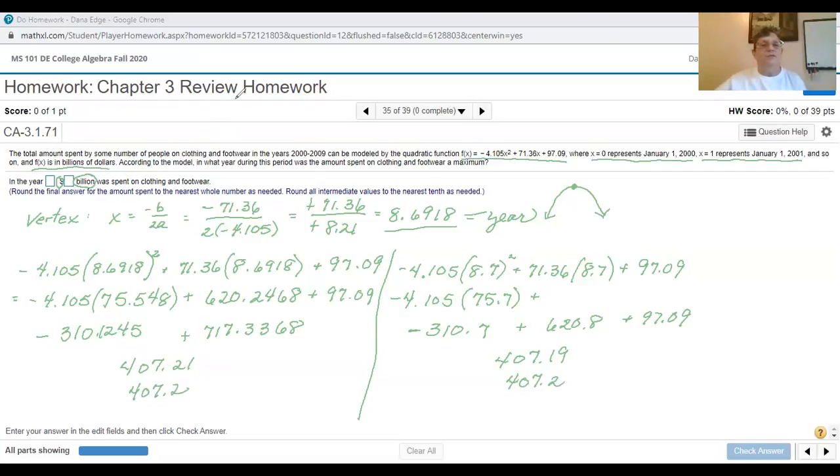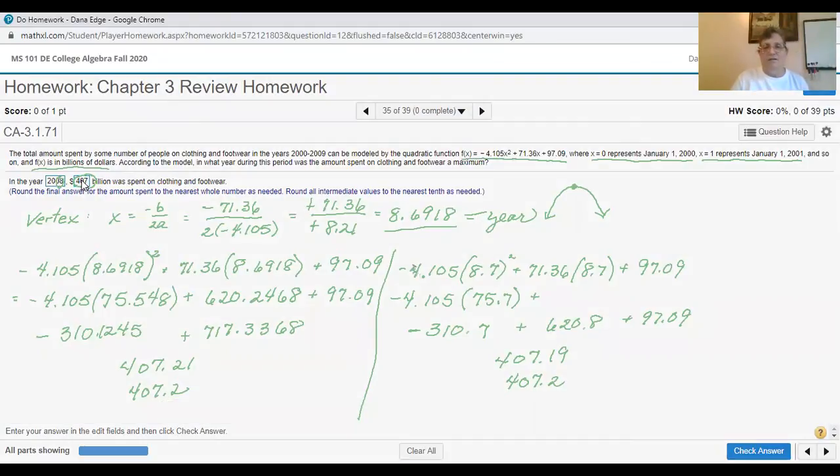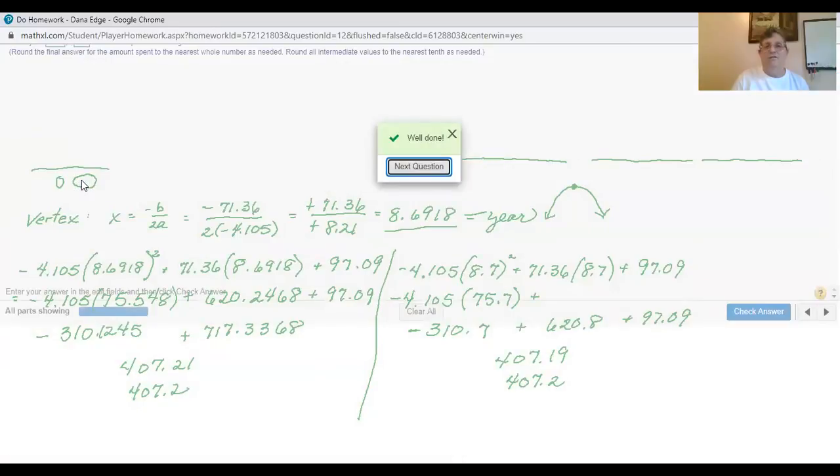Let's go ahead and put these in. So in the year 2008, there should be around the final answer to the amount spent to the nearest whole number. So 407. Well done.